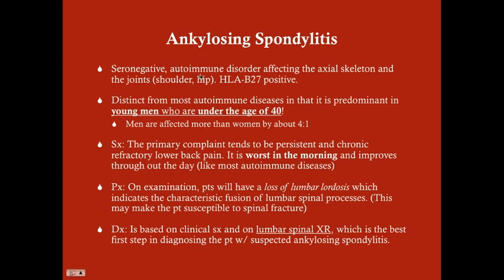So this is an autoimmune disorder affecting the axial skeleton, primarily the lumbar spine. It can also affect the shoulder and the hips. What makes this one distinct from some of the other autoimmune disorders that you know about is that ankylosing spondylitis is predominant in men by about a 4-to-1 ratio, whereas most autoimmune disorders like lupus or RA tend to be in women. And it also occurs in quite young men, so 20s, 30s, this can happen.